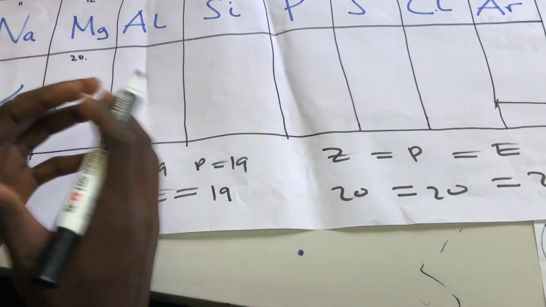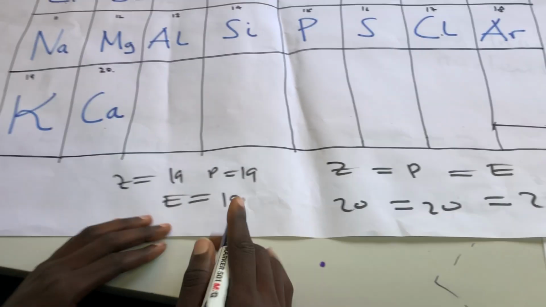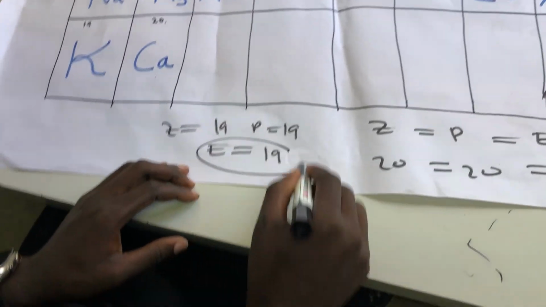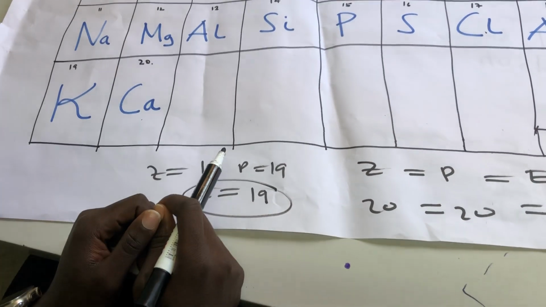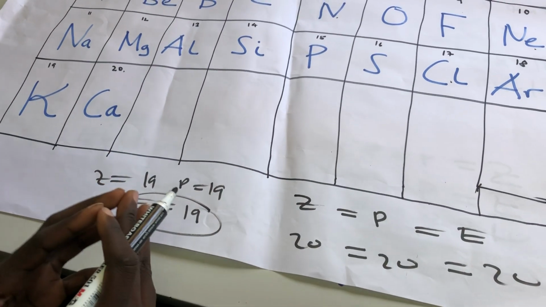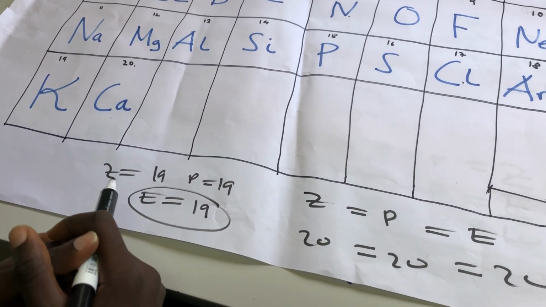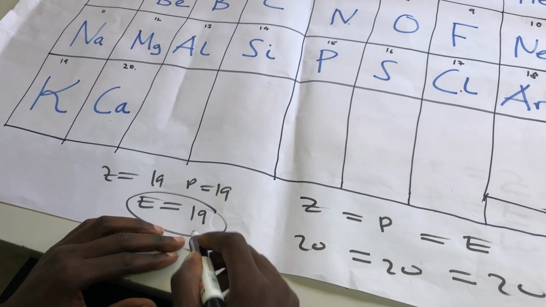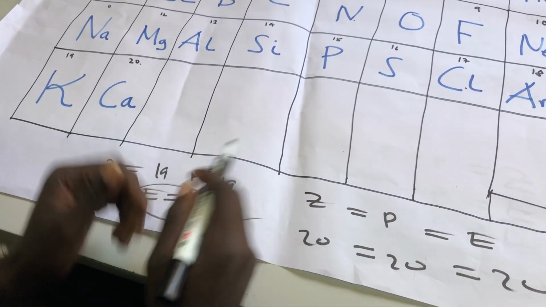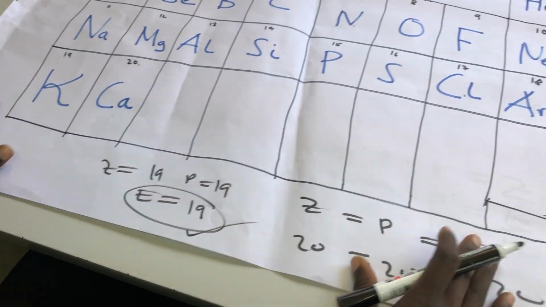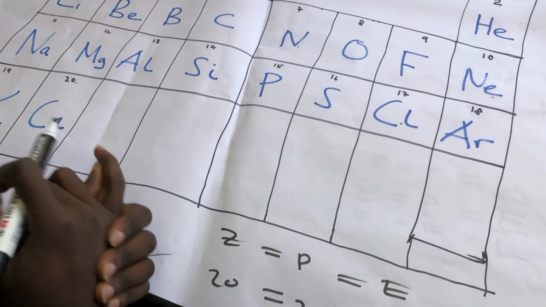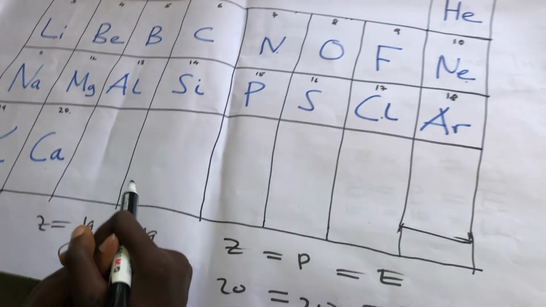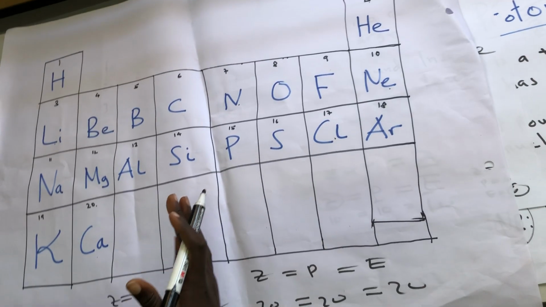So when you go to draw the electronic configuration, you will use 18 electrons. So that's how you can obtain the number of electrons. Then after that, it is very possible to draw the electronic configurations. So this was part one of atomic structure, or the structure of the atom.